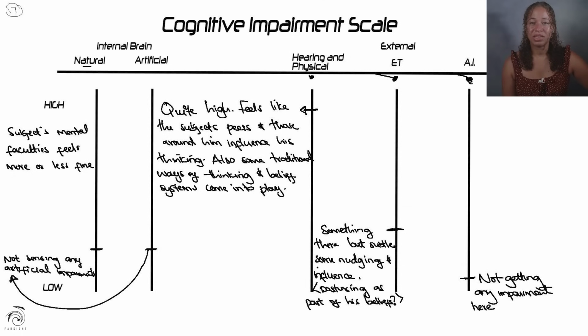Now, probing into the ET side of his external brain, there is something here, although it's subtle. It feels like maybe some nudges of influence. It feels like there's something from the ET side that's posing as part of his beliefs. Okay, now the last thing I probed for his cognitive impairment scale was the AI impairment, and here I didn't really get anything.